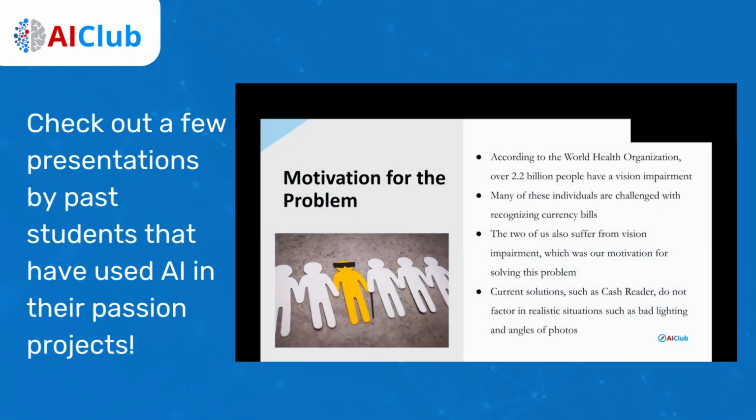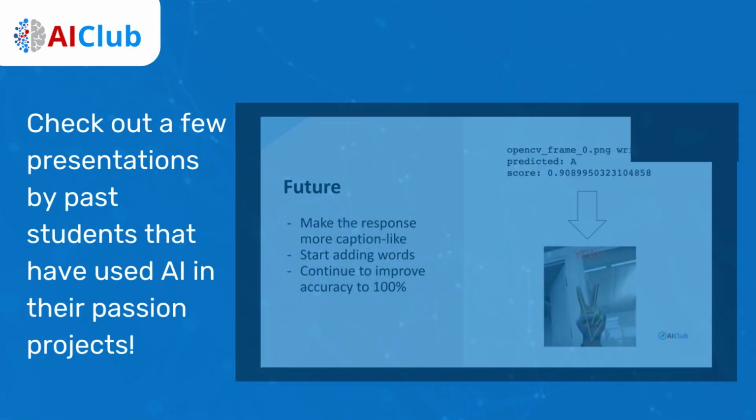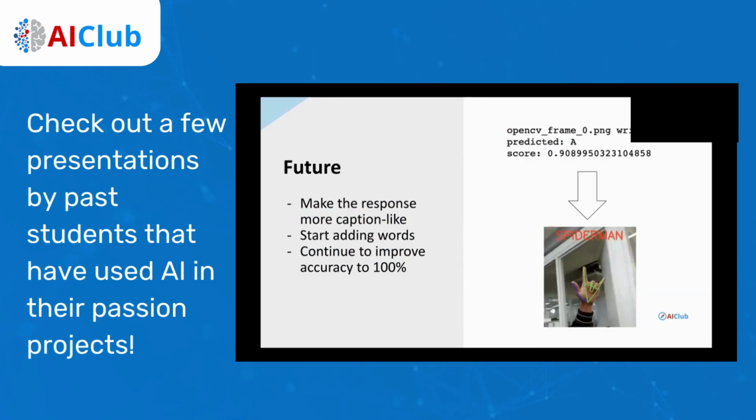Well, our solution is to create an app, as you can see from the two pictures on the left, that is integrated with accessibility features and allows users to take a picture of a note or upload an existing picture from their photo library. Then the app reads the response back to the user through VoiceOver. I also want to use this AI or this idea for teaching people how to use American Sign Language or learn American Sign Language so it's easier to communicate.